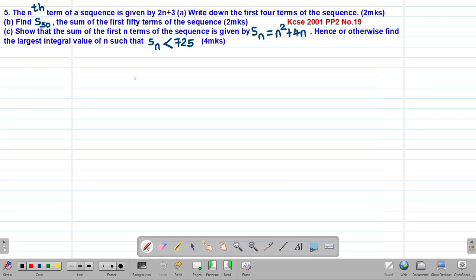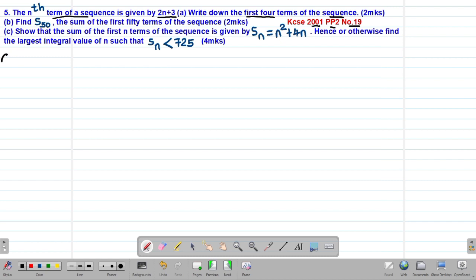It's our fourth lesson on a given form 3 mathematics topic called sequences and series. So we are looking at our fifth example, which is a past KCSE question tested in 2001, paper 2, question number 19. It reads that the nth term of a sequence is given by 2n plus 3. So for part A of the question, we are told to write down the first four terms of this particular sequence.